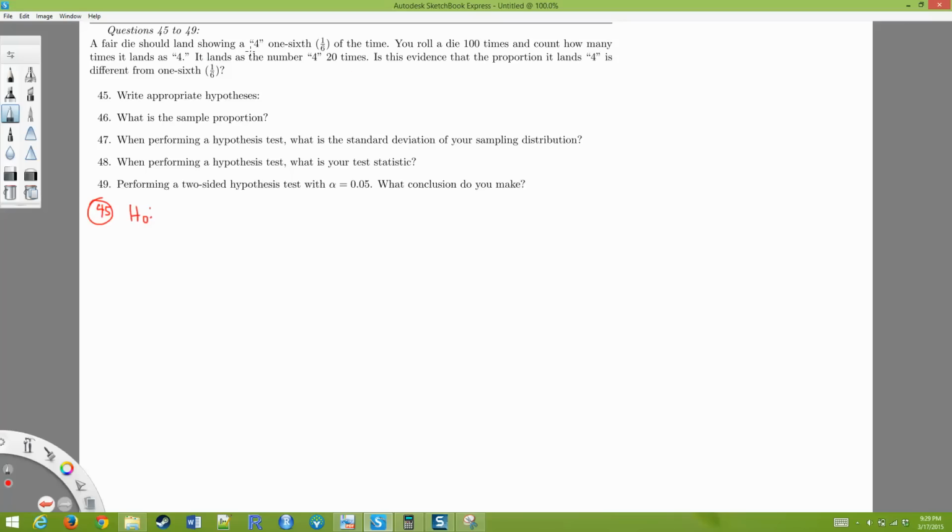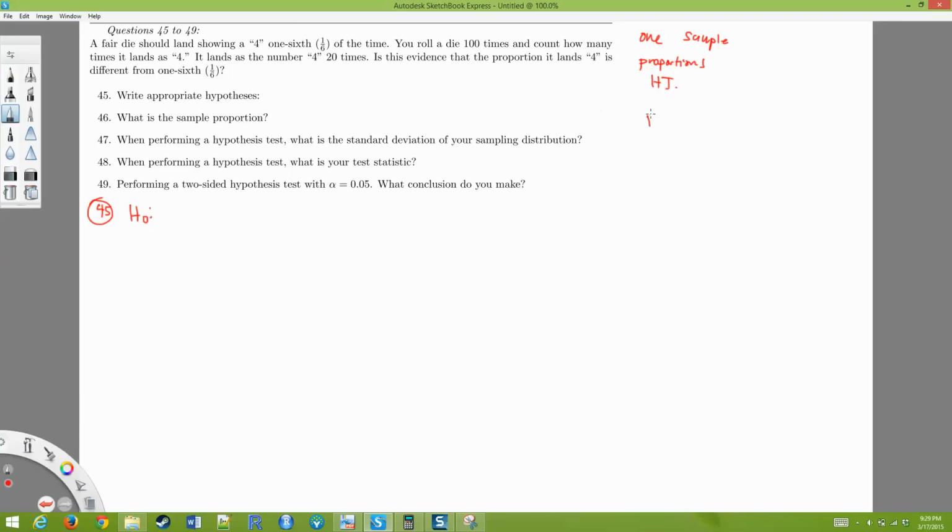A fair die should land number 4 1/6 of the time. You roll 100 times and you count how many times it lands 4. It lands 4 20 times. Does this mean the die is not fair? Okay. Well, we've got one sample. I'm just going to go through this. Okay, one sample, proportions, hypothesis test, right?